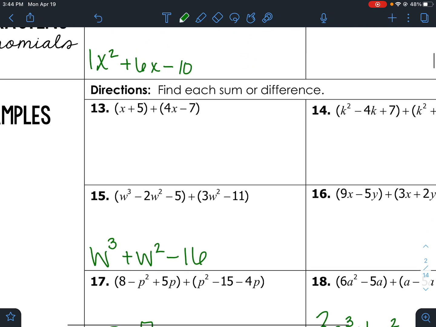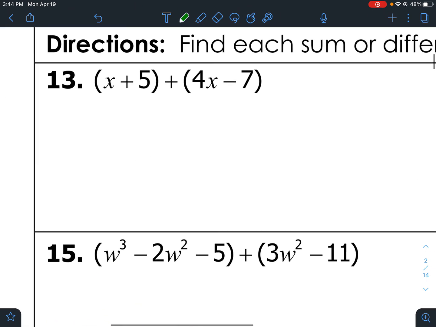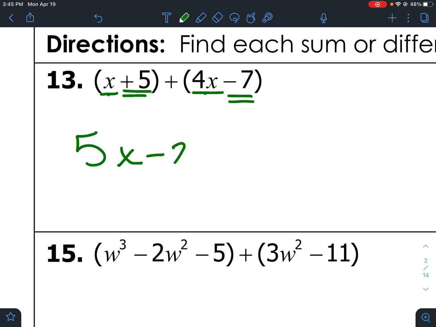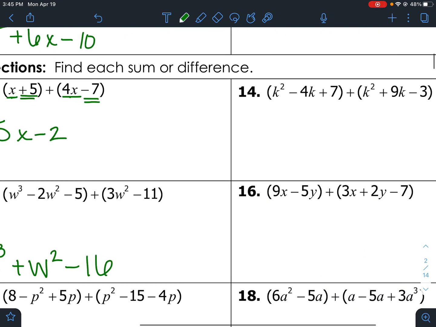Let's go down here and do number 13. Let's try another addition one while we're at it. All right. So again, we're looking at our variables that have the same exponents. We're going to start with our x's. Both of those have an x to the first power, so we're going to add. 1x plus 4x gives me 5x. Because I have nothing else but constants, I'm going to add my constants here. 5 minus 7 is negative 2. Beautiful. Let's try one more addition one.